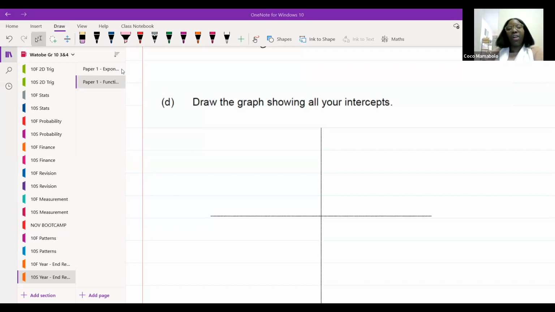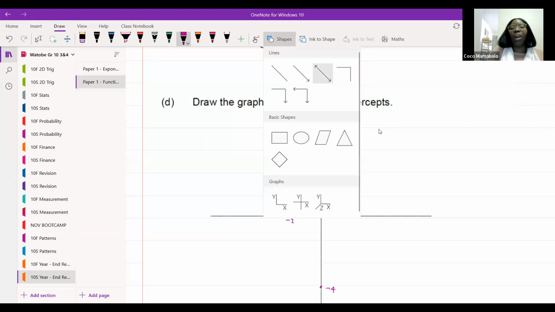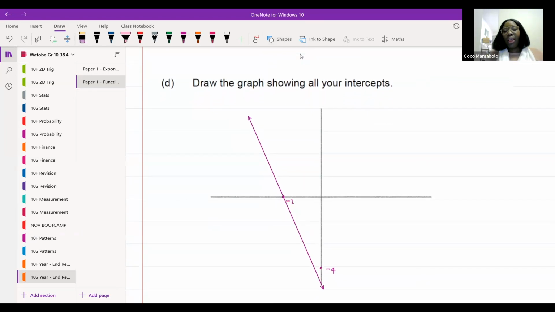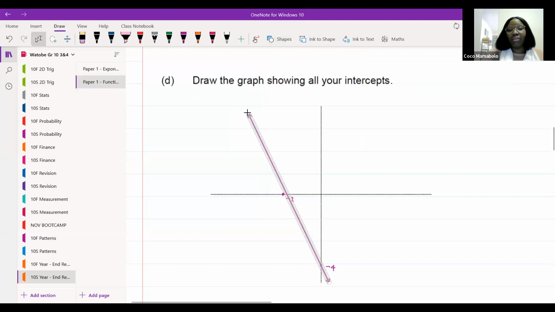All right, peeps. Okay, let's have a look at this. Remember, we've already found our intercepts, which makes this so much easier. We know that our x-intercept is at -2 and our y-intercept is at -4. We only need 2 points to draw a straight line graph. So we're just going to take a ruler and join our 2 points. And that's it. We are done. That's all we needed.